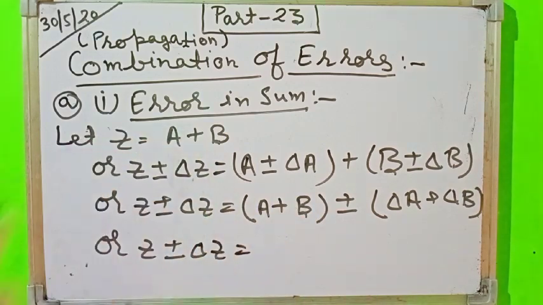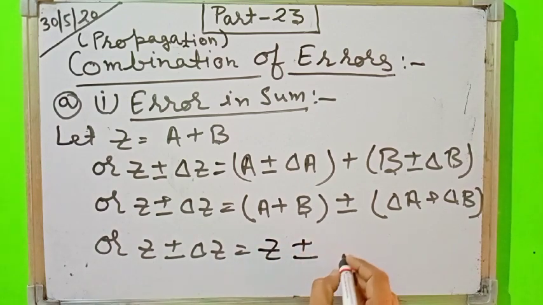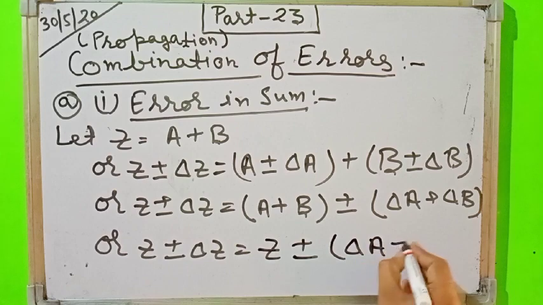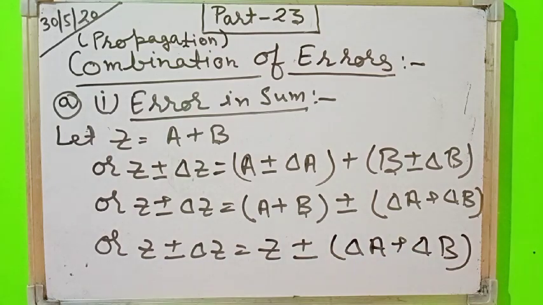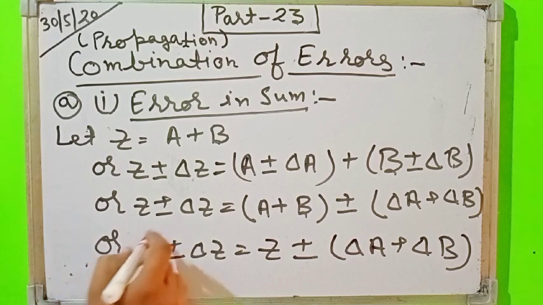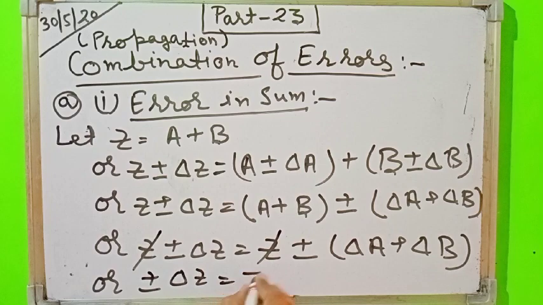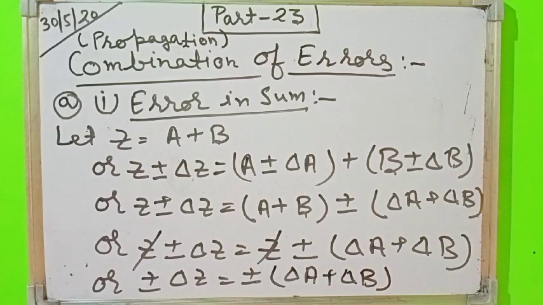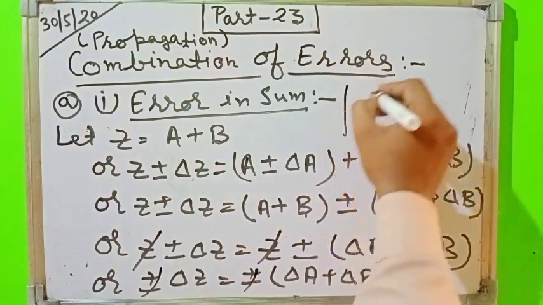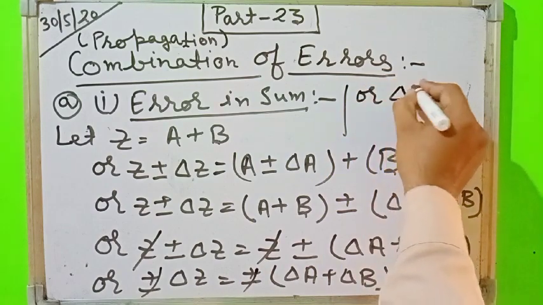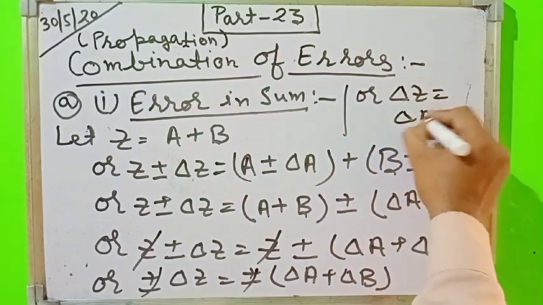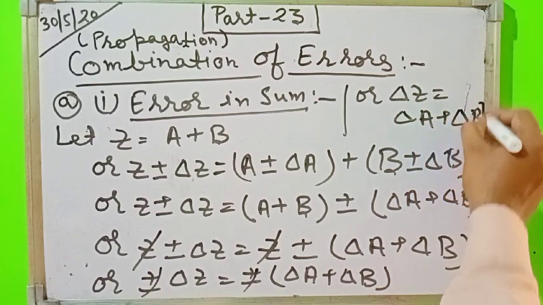We had supposed Z is equal to A plus B, so we can write it as Z plus minus delta A plus delta B. Now we can cancel it out, and we can say that plus minus delta Z is equal to plus minus delta A plus delta B. It can be cancelled out, and we can say that delta Z is equal to delta A plus delta B.